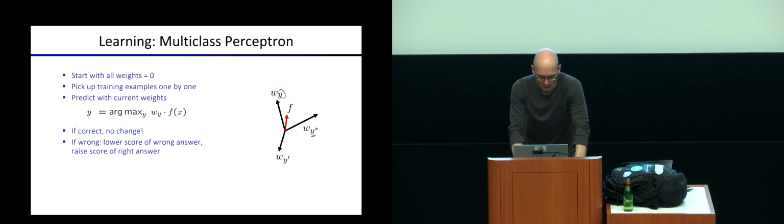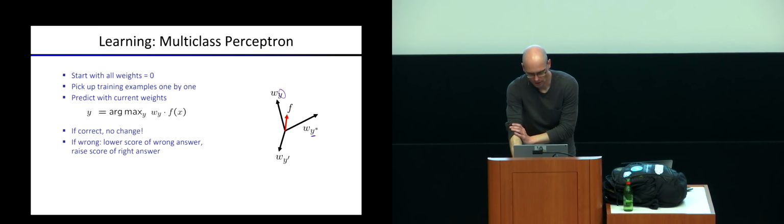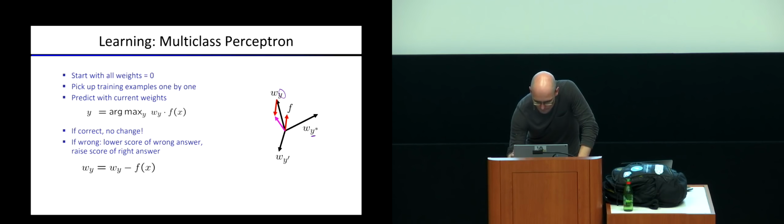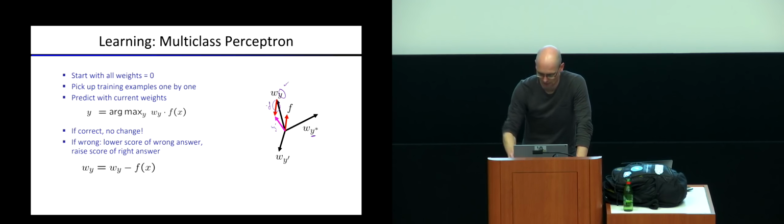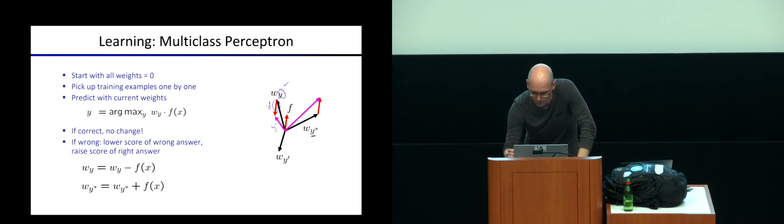How are we going to do this? Well, we can use essentially the same trick as we did before, by adding or subtracting the feature vector to the weight vector. So for WY, we want a lower inner product because we didn't want the outcome to be Y. So we're going to subtract out F. This here is negative F, it's being added on to WY. We have a new WY prime. And for WY star, we want a higher inner product, so we add it on, and we end up with a new WY star prime.